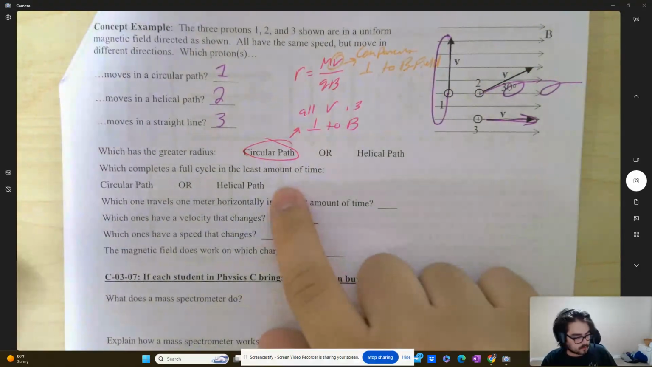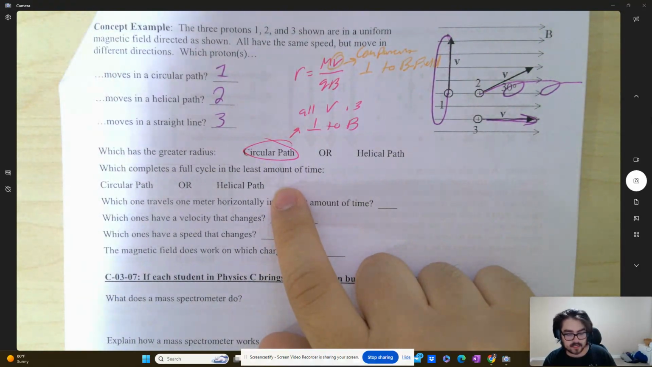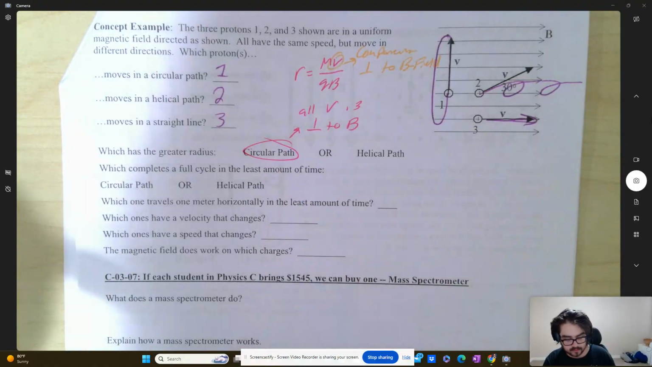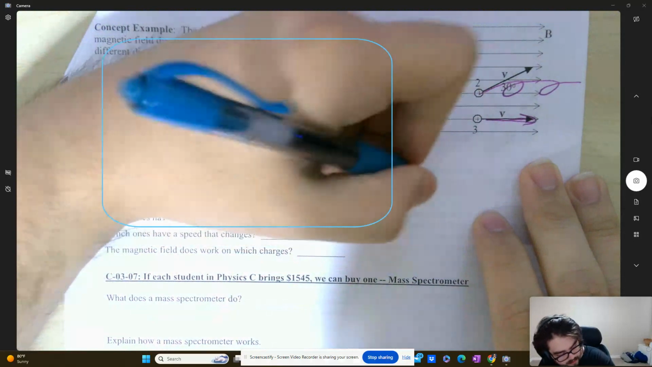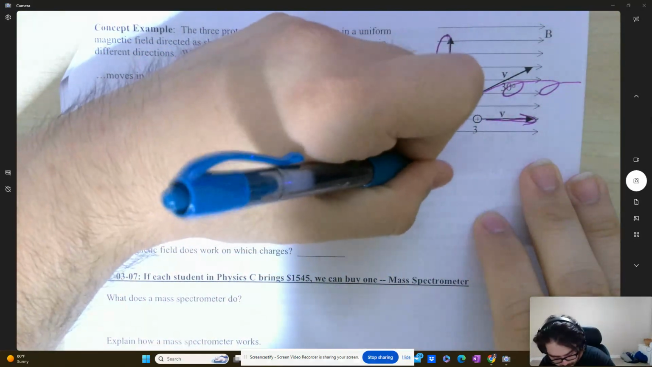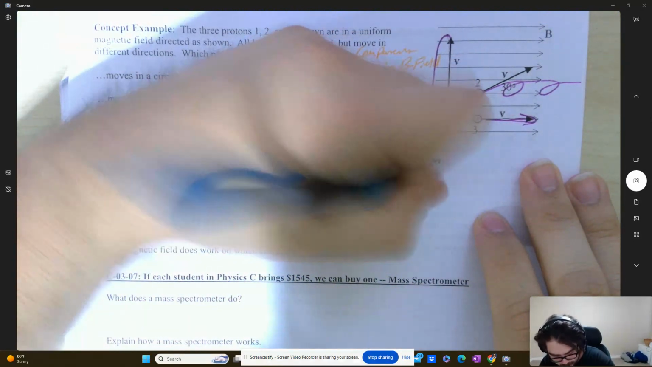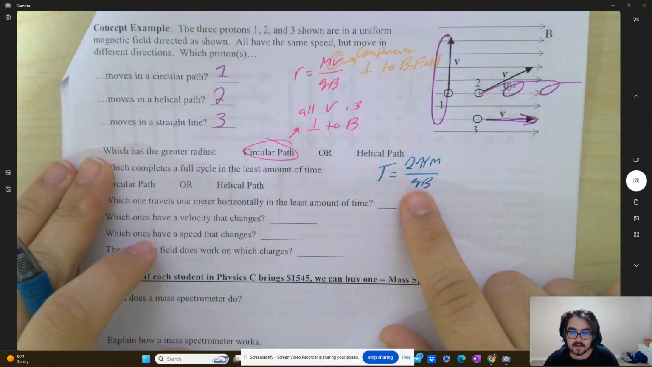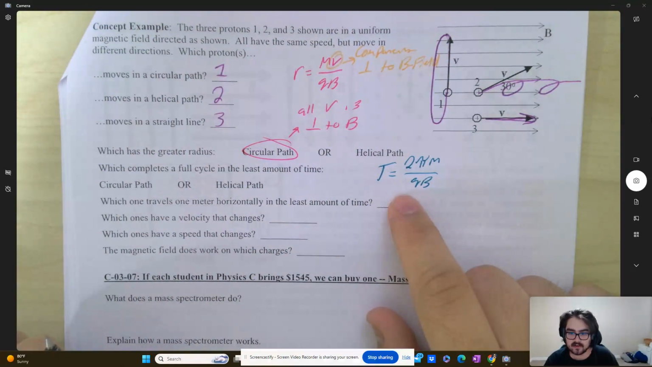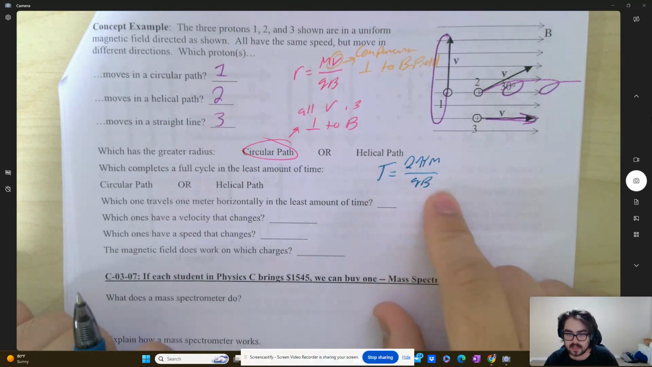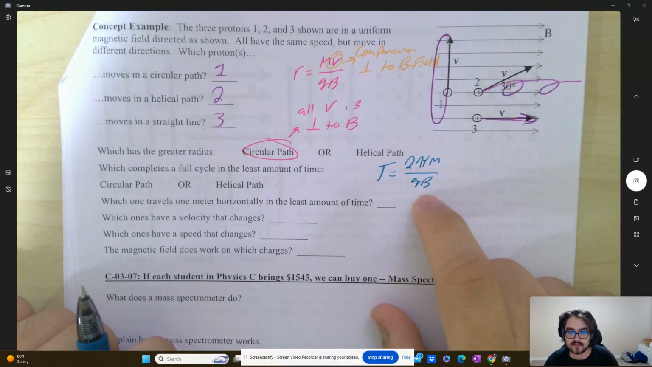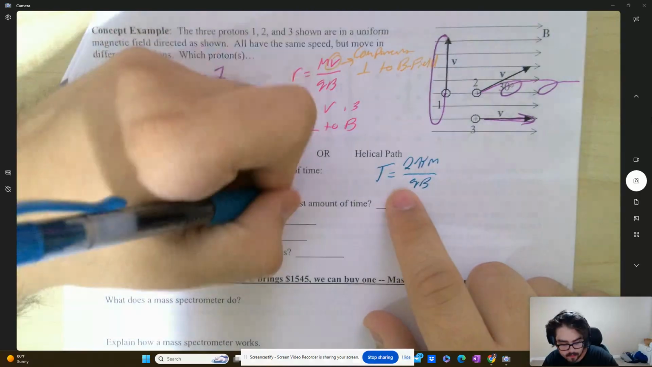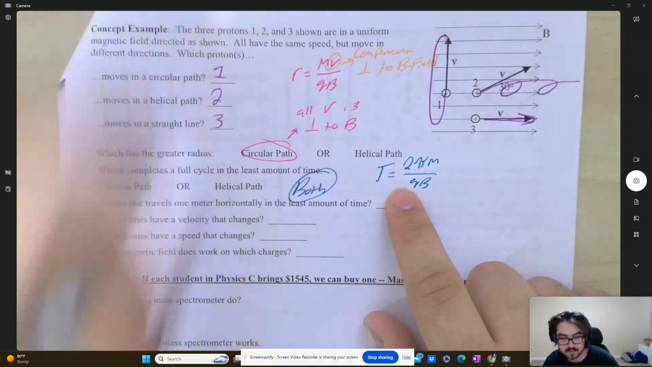Which one completes a full circle in the least amount of time? Well, if we take a look at the equation for period that we derived earlier, T equals 2 pi m over qB. Notice that there's no dependence on v here. The charges are all the same, masses are all the same, and the B field is all the same. So the period is actually the same. So both of them would have the same period.